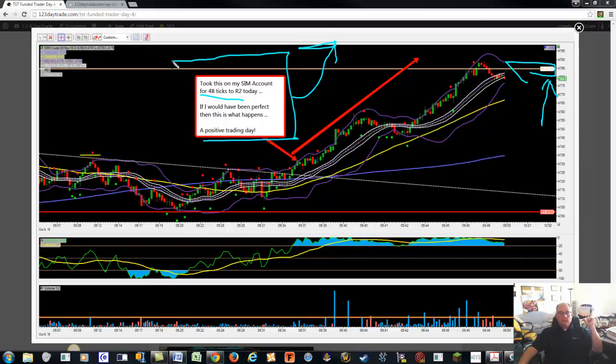So this is what I'm trying to get at right now. If I would have been more patient, more disciplined, if I would have waited and not taken that second trade between 8:05 and 8:30, and only sat with a 14-tick loss, then my second trade at the 9:02 mark would have been a break-even trade, and then I would have caught this trade right here.